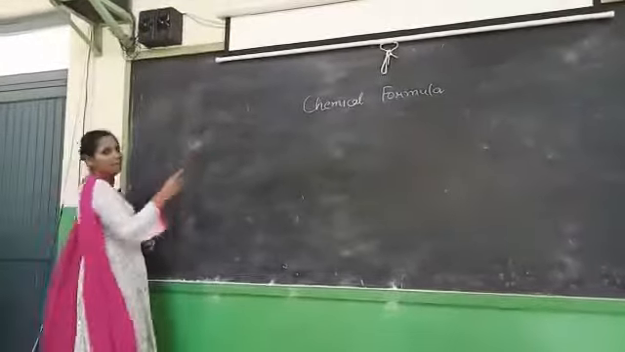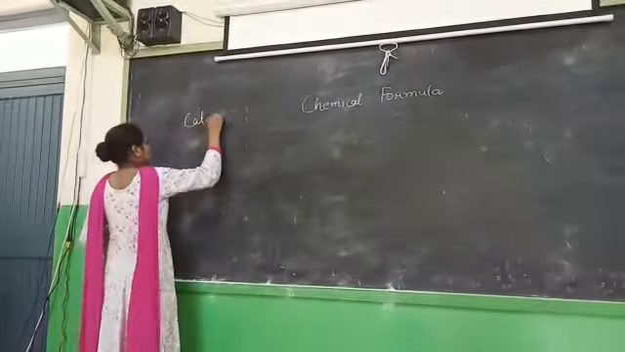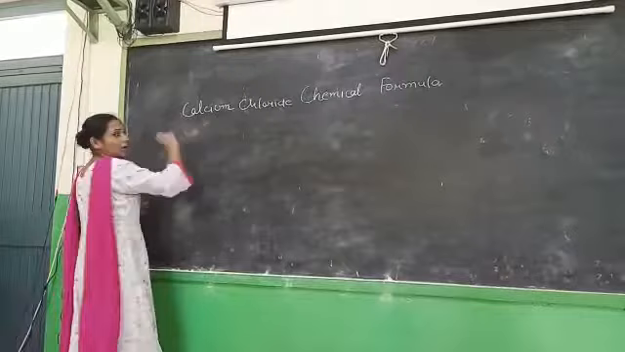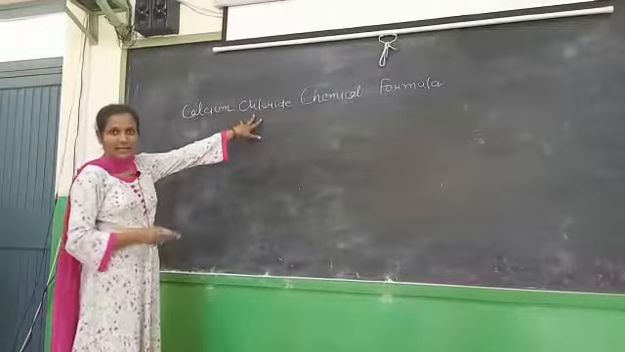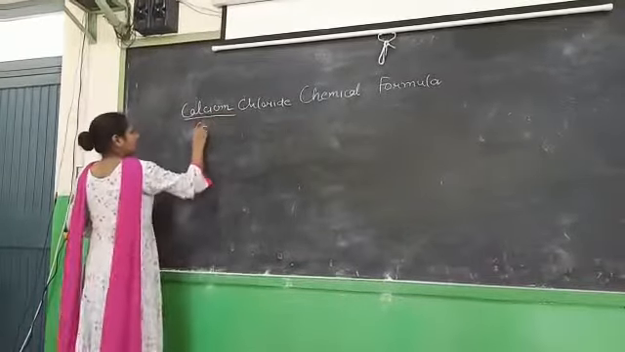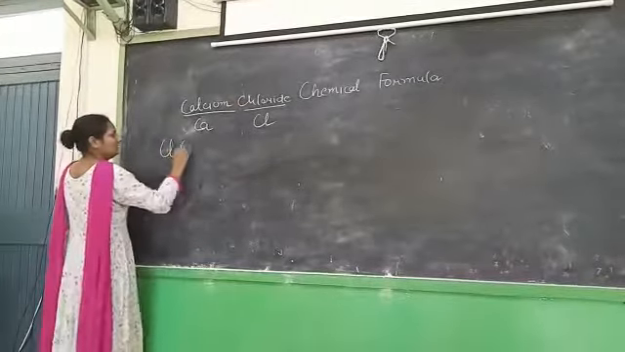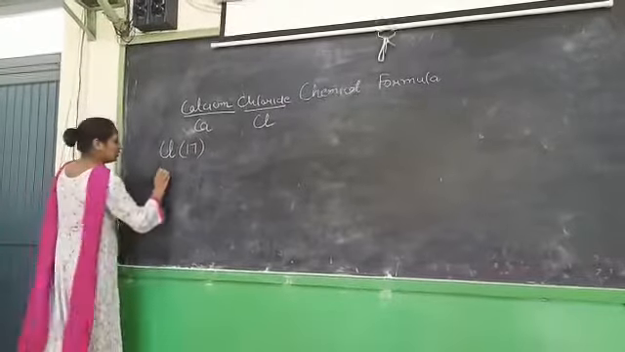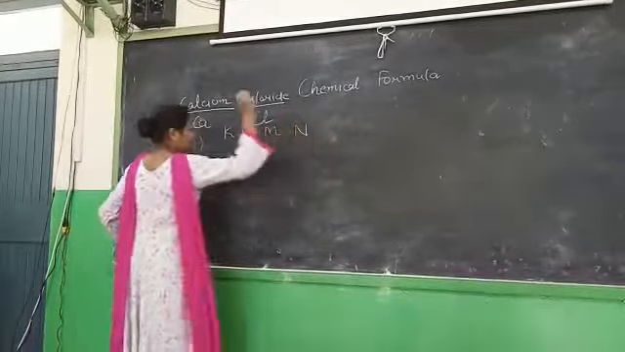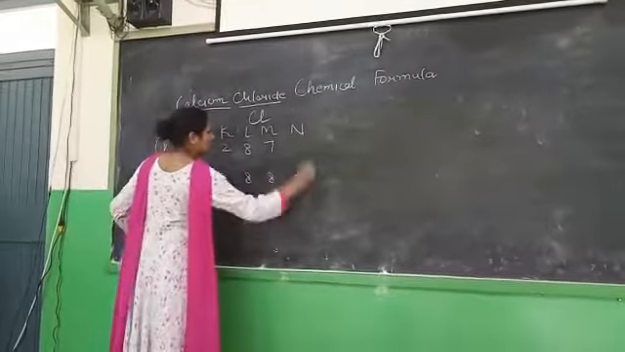Here we are going to discuss this topic further with one more example, that is calcium chloride. I'll tell you how to make the chemical formula, and in the end I'll write the formula. So calcium is Ca, chloride means chlorine. First we will write their atomic numbers. The atomic number of chlorine is 17 and the atomic number of calcium is 20. I'll write their electronic configurations: it's 2, 8, 7 and 2, 8, 8, 2.